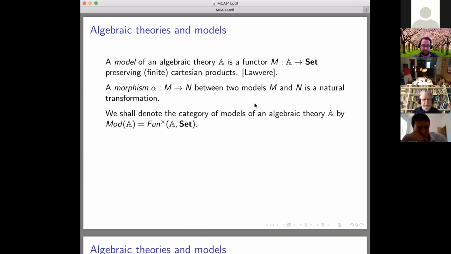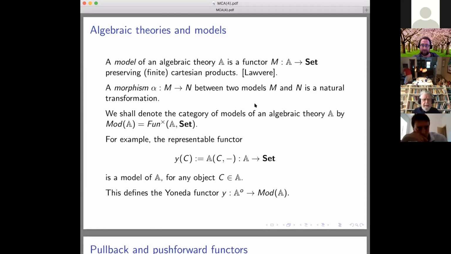And so there is a category, which we shall denote the category of models of an algebraic theory A by Mod A. This is the category of functors preserving finite products from A to Set. An example of this is a representable functor, and it happens to preserve finite products. And you get the Yoneda functor that goes from the opposite of A to the category of models of A. This was very well explained in the thesis of Lawvere in 1963. It's one of the very beautiful works in category theory.